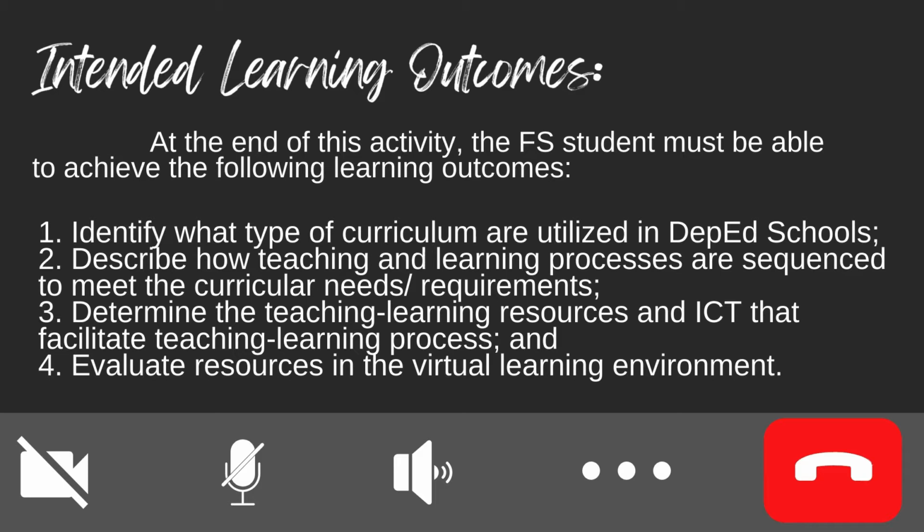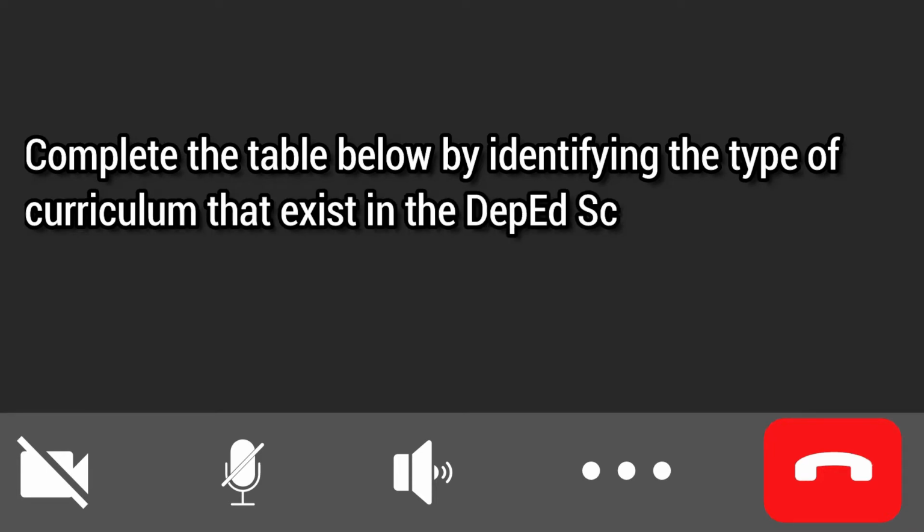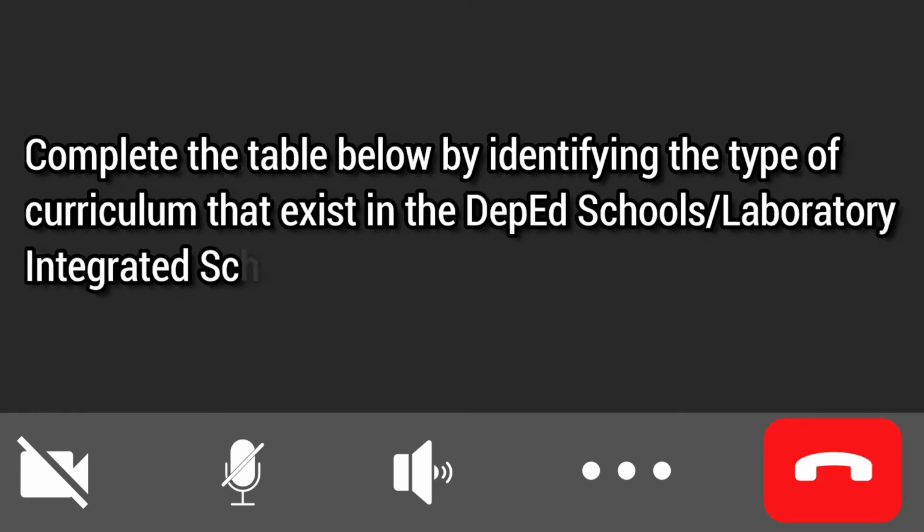Number 3. Determine the teaching learning resources and ICT that facilitate teaching learning process. And number 4. Evaluate resources in the virtual learning environment. Complete the table below by identifying the type of curriculum that exists in DepEd schools, laboratory integrated schools.